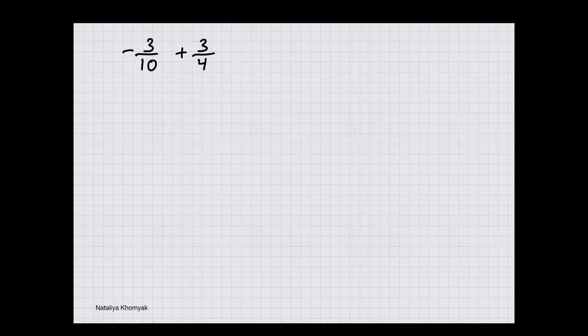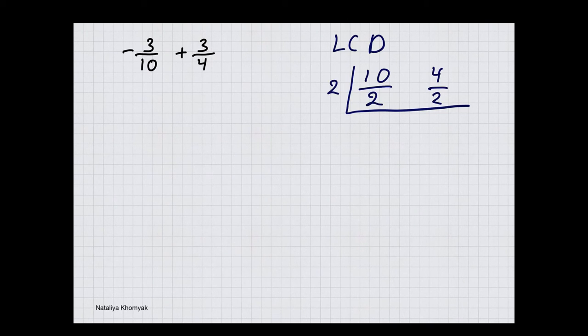Negative 3 out of 10 plus 3 out of 4. First thing, least common denominator. So we have 10 and 4. 10 and 4 can be divided by 2. 10 divided by 2 gives us 5. 4 divided by 2 gives us 2. Least common denominator is 2 times 5 times 2, which is 20.